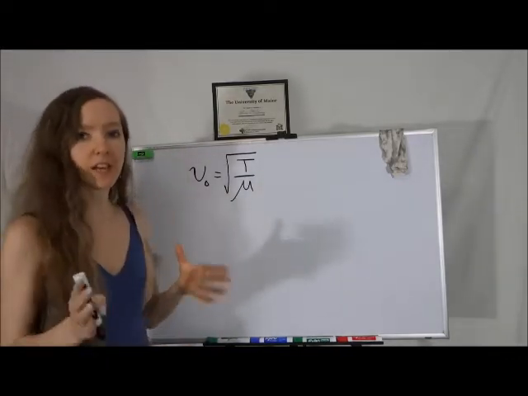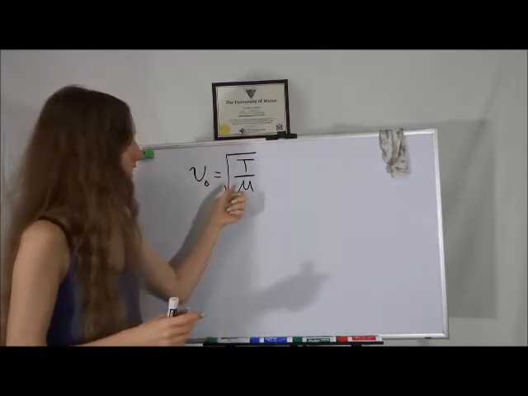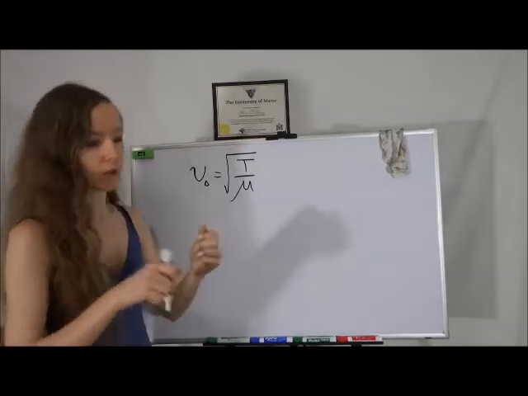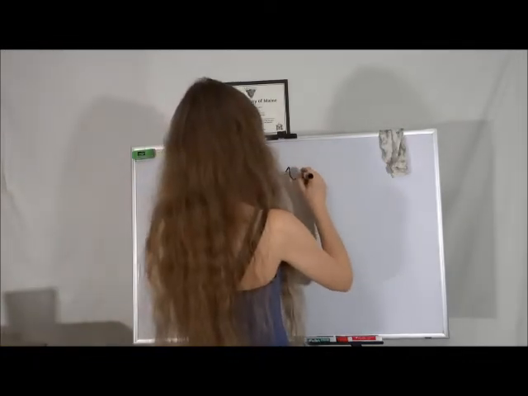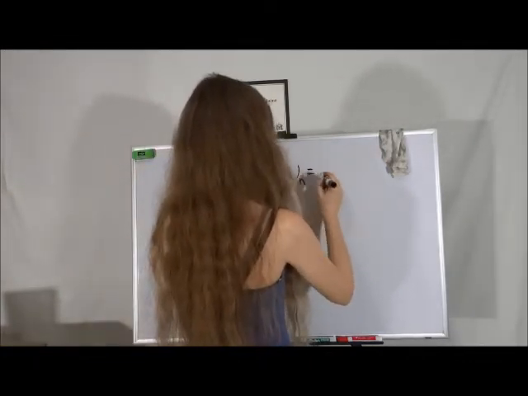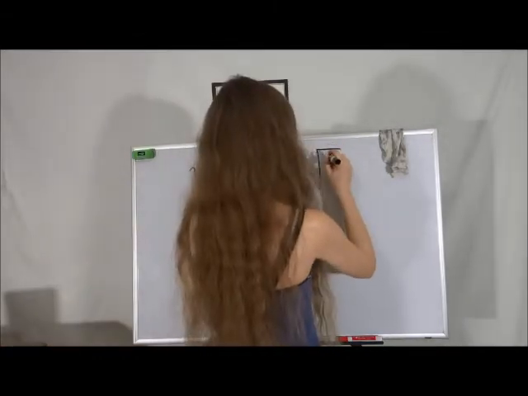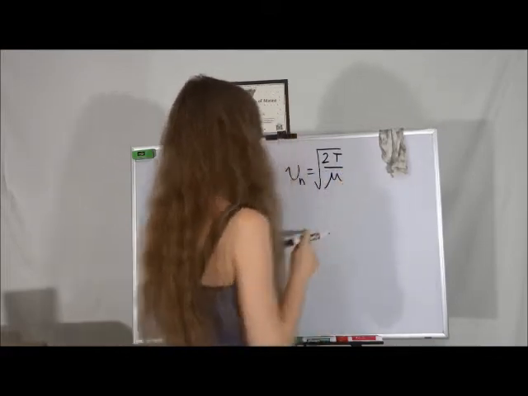Now we're told that the tension is doubled, but we're not changing our string, so our linear mass density isn't going to change. So we're going to call our new speed v sub n for nu, and that's going to be equal to the square root of 2T over mu.